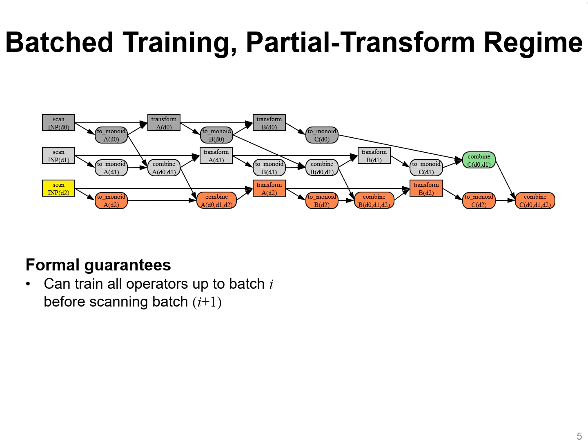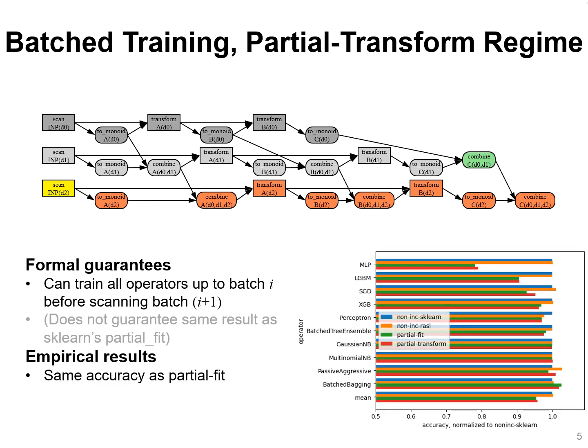operators in the pipeline, up to a certain batch I, before you even have to scan the next batch I+1. So for instance, you can use this for early stopping or for learning curves or things like that. On the other hand, this regime loses a formal guarantee from the previous regime, from the full transform regime. We are now no longer guaranteed to get the same results as scikit-learn's partial fit. However, we can empirically evaluate how similar the results are.